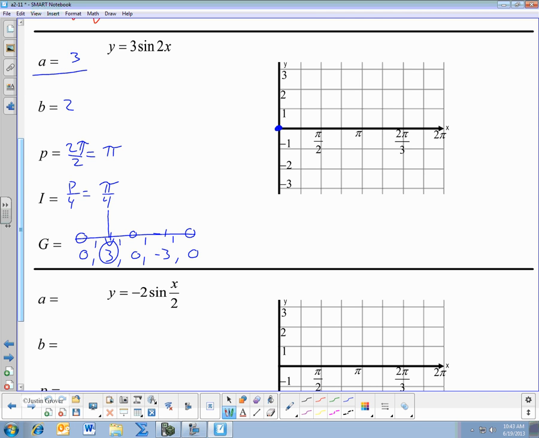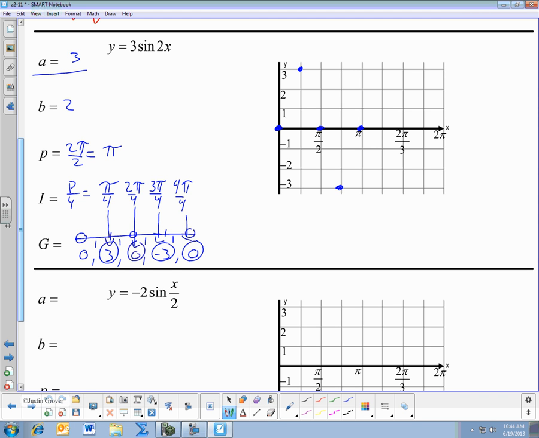On my graph, I have pi over 2. So halfway between that is pi over 4. And so that is 3. And then my second interval would be 2 pi over 4. And that would be 0. 2 pi over 4 reduces to pi over 2. And then 3 pi over 4 is going to be the negative 3. So that's 3/4 pi. And 4 pi over 4 is the last 0, and that is just pi.